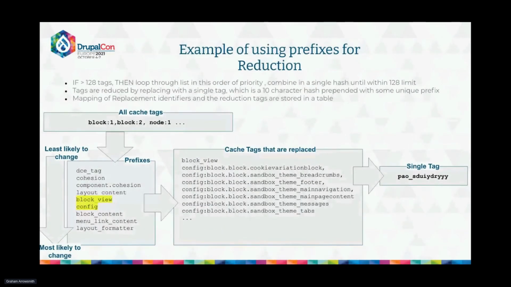For utilizing this setting, we decided that we take all cache tags, and if they are greater than 128, then we loop through the list in the order of the priority of our prefixes, and until we get into the 128 limit, we keep removing the tags. Then we combine all the removed tags into a single 10 character hash, and this hash is prefixed with a unique prefix, and we store all of this in a mapping table along with an expiry time for each record. So once our records are combined, now we can look at the hashing part.